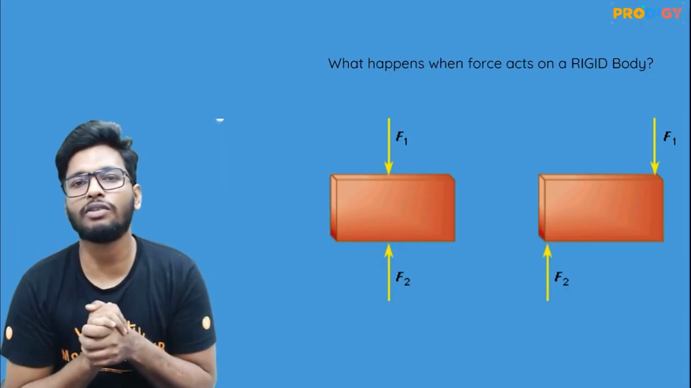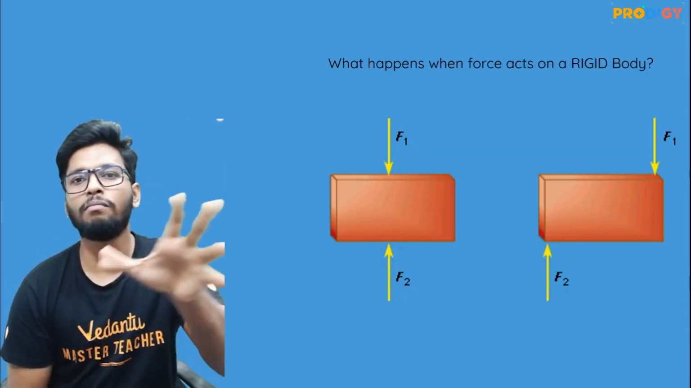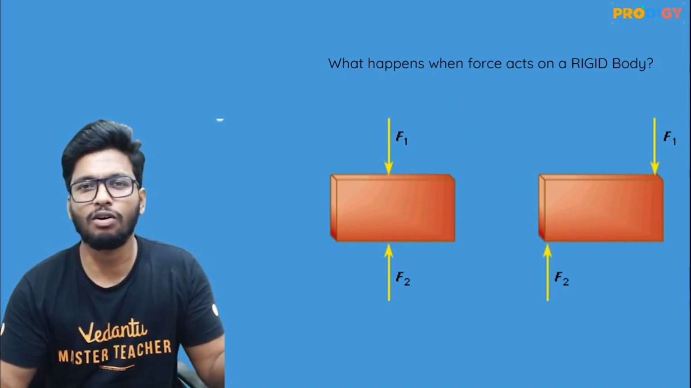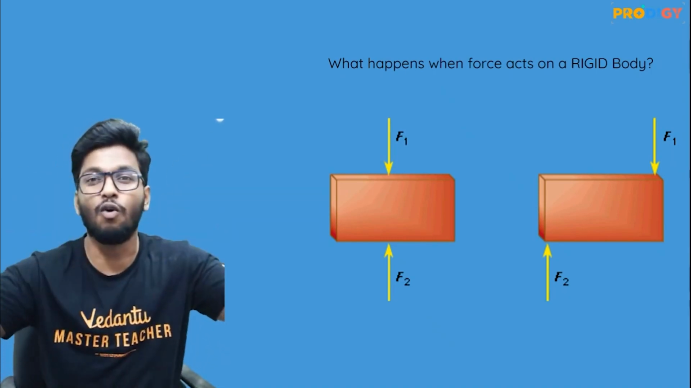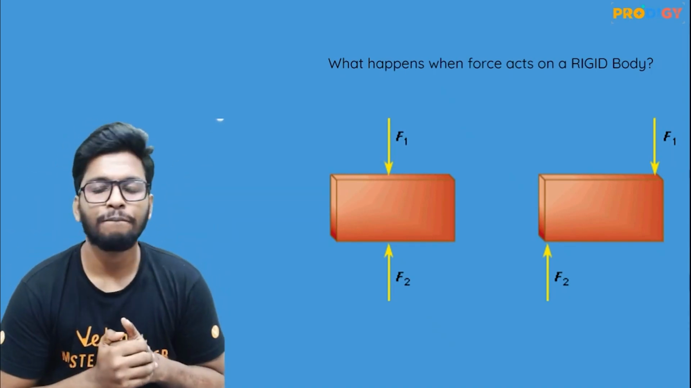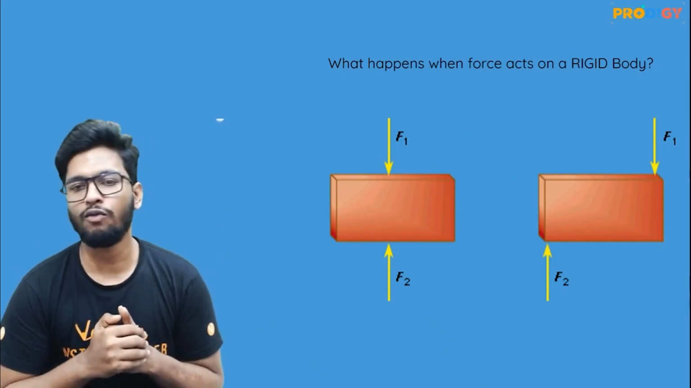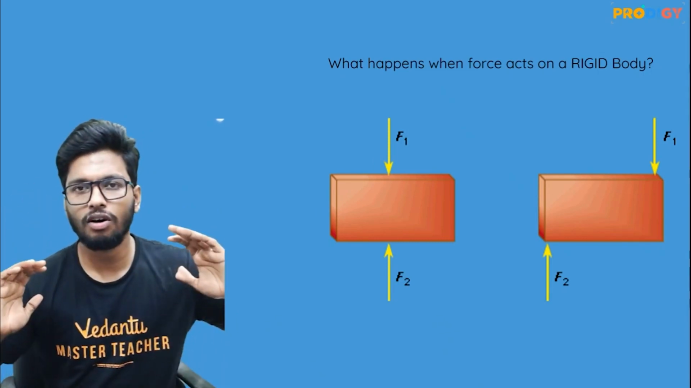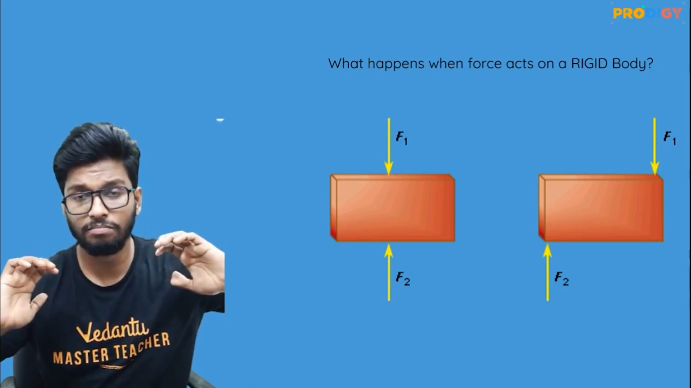All right. So let's start with a simple example, guys. Imagine you have a body, a rigid body. Let's say it's a brick or a piece of wood, whatever you want. Just go wild with your imagination. Now, let's say that you're applying force F1 and F2. In the first case, you're applying it at the middle.